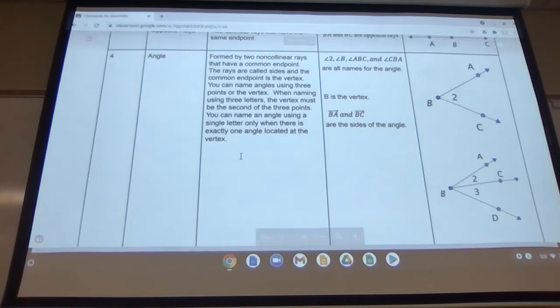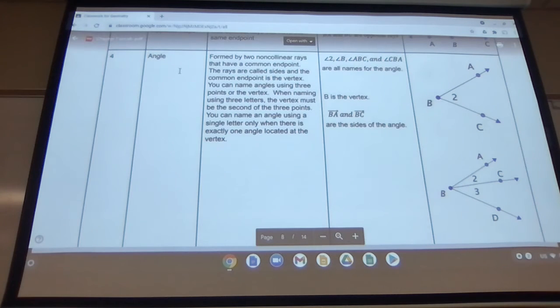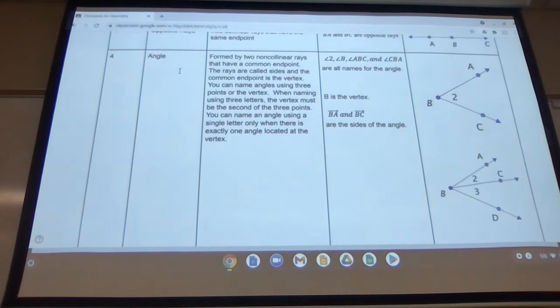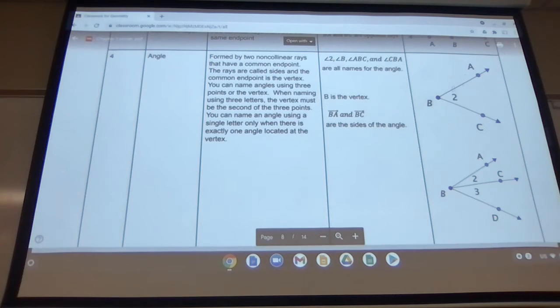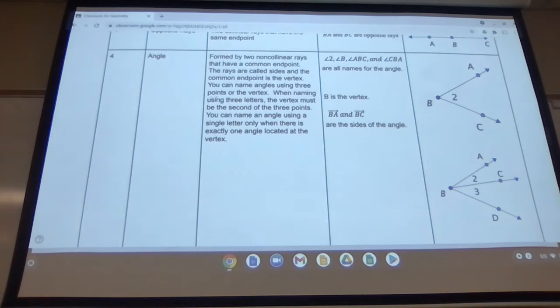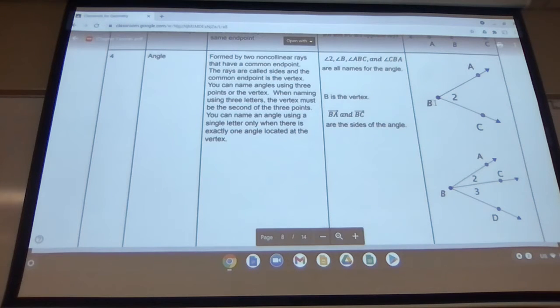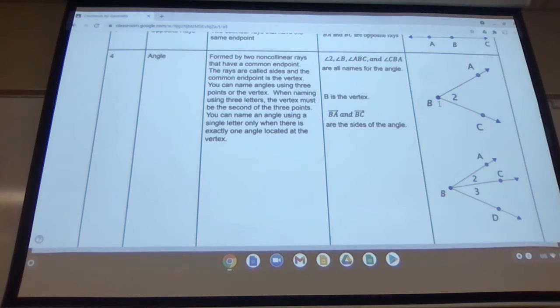Now there are some parts of the angle you need to know. The rays are called the sides. So in this picture over here, ray BA would be a side, ray BC would be a side. And the common endpoint where they meet here in the middle is called a vertex. That's a word you'll see a bunch this year, vertex. So the point where they meet is a vertex.